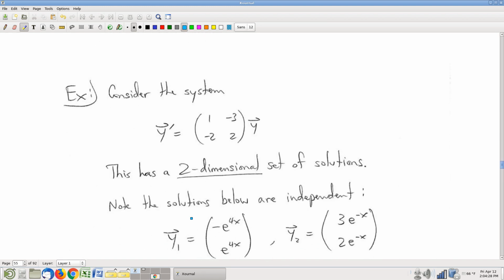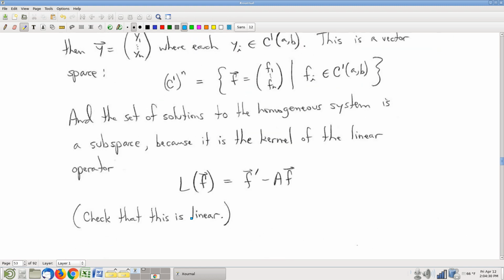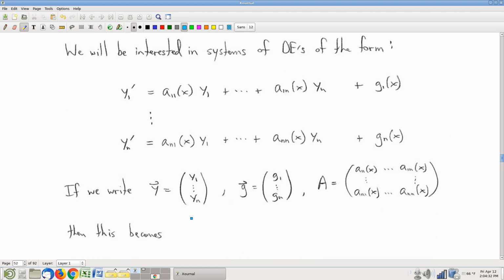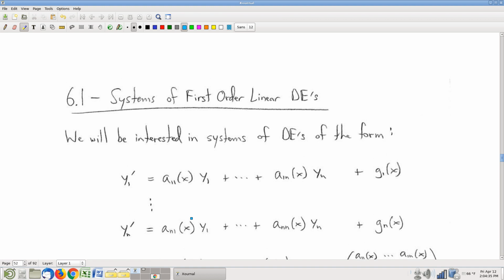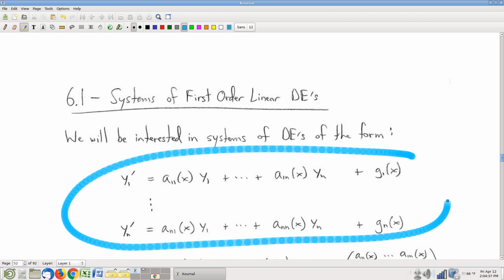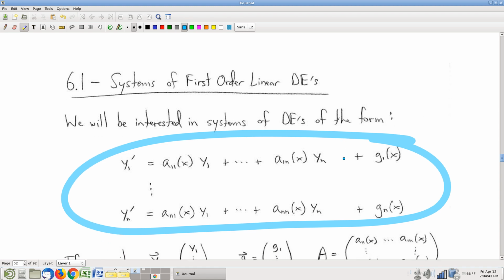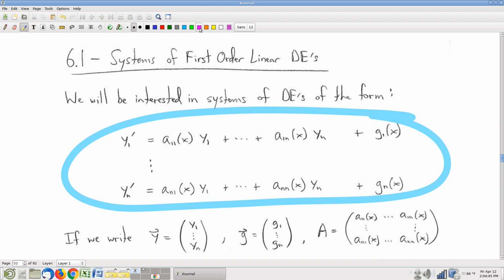Okay, so let's get our hands dirty. Let me remind you what we were looking at. We were looking at these kinds of equations, right? We've got this great big bunch of equations here, in different unknowns. We are looking for a solution, by which we mean a bunch of functions, an ordered list of functions, a vector of functions. Okay.